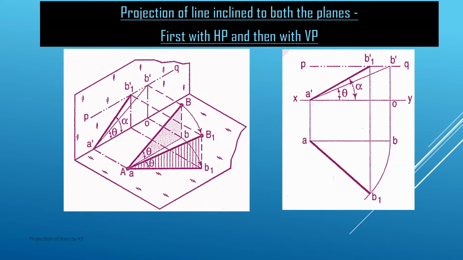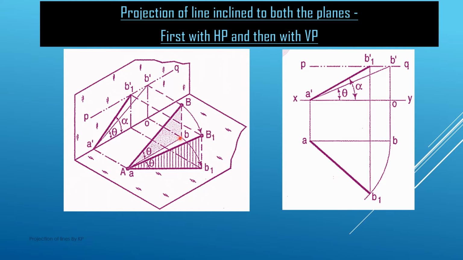The next case is when the line is inclined to both the planes, HP and VP. So this is the three-dimensional representation of the projection of the line, and this is the two-dimensional representation in the second figure. So we'll start with the basic one. Here in this case the line is making an angle theta with the HP and making an angle phi with the vertical plane. As we assume, we start first with the line parallel to both the planes HP and VP, and we draw the projection of this line.